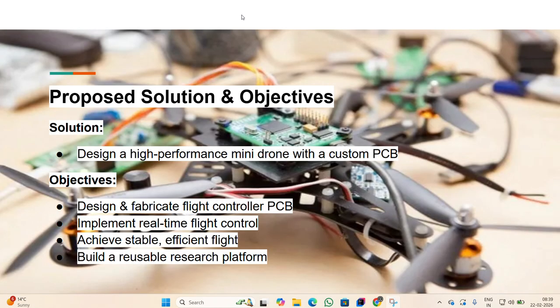So, the proposed solution and objective. The proposed solution is to design a high performance mini drone with a custom PCB. Our objectives are: design and fabricate the flight controller PCB, implement real-time flight control, achieve stable efficient flight, and build a reusable research platform.